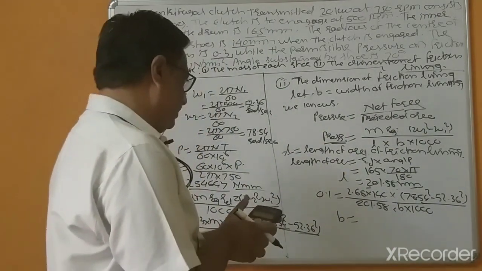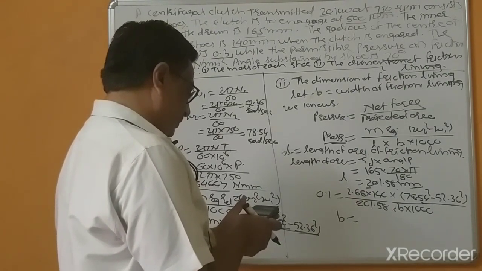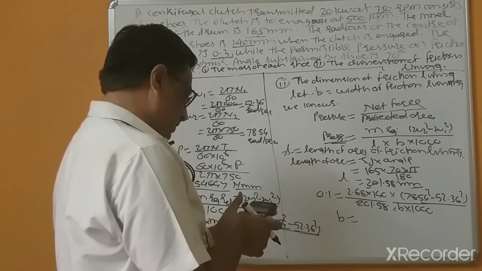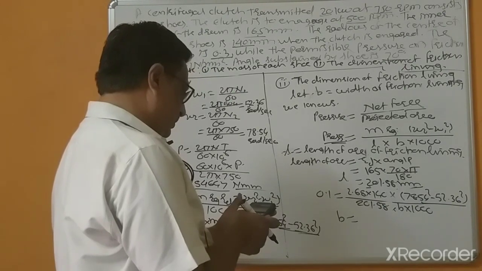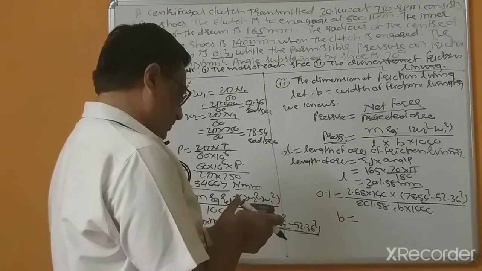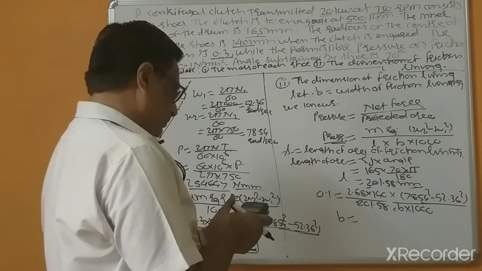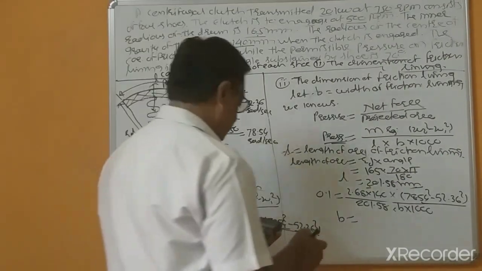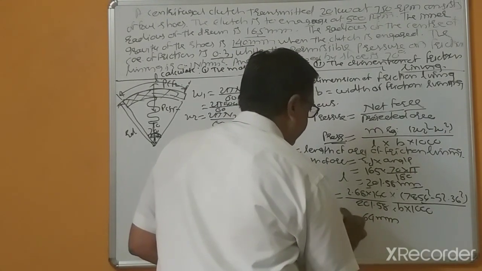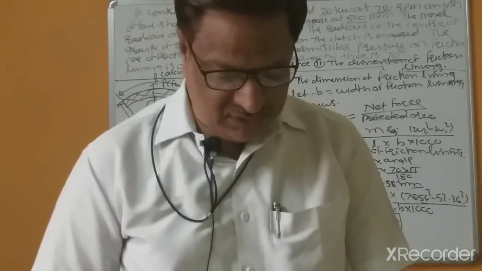Multiplied by 0.1 multiplied by 1000, divided by the answer, multiplied by 2.68 multiplied by 140, multiplied by 78.54 bracket square is 52.36 square. So this is equal to near about 64 mm, which is the face width required. So this dimension is required.